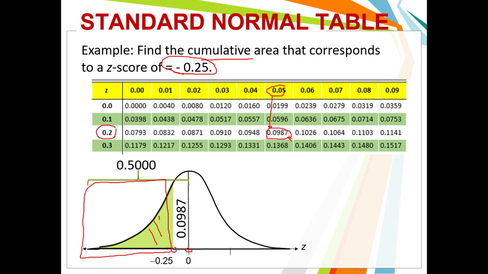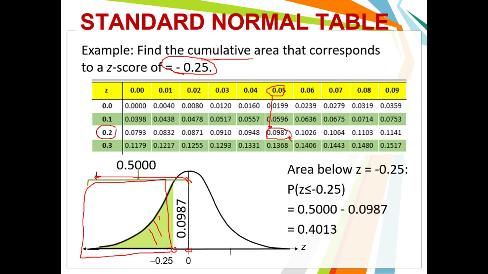Okay? So i-recall lang natin, from 0, ang buong area na yan is equal to 0.5. So yung ating area below the negative 0.25 is simply the difference ng 0.5 minus the area na nasa table, which is 0.0987. So the answer for that one is 0.4013.